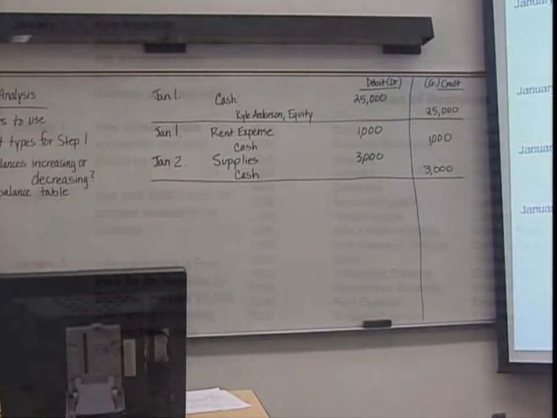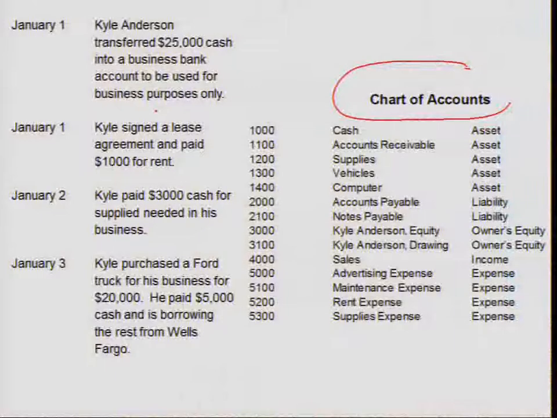Transaction on January 3rd, Kyle purchases a Ford truck for his business for $20,000. He paid $5,000 cash and is borrowing the rest from Wells Fargo. This is a very common transaction. This transaction is actually going to involve more than two accounts. Remember that we always have to have at least two accounts that are affected, and on this particular one, we're going to have three. So we go here to the four-step transaction analysis. What accounts are we going to use?